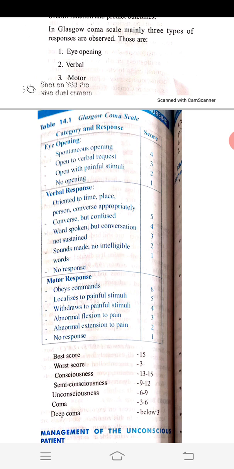Then go to the abdominal extension to pain, here it is also a decorticate positioning. Okay, here the head is extended with the arm and legs, here the head is extended, then the arms and legs also extended, internal rotation also occurs. So a decorticate patient gives a decorticate positioning in the abdominal.